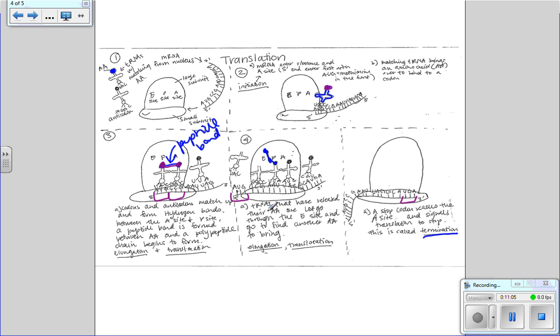And then tRNAs that have released their amino acid are let go through the E site and go to find another amino acid to bring back, okay? And then when the stop codon gets to the A site, it terminates translation, and that's called termination.